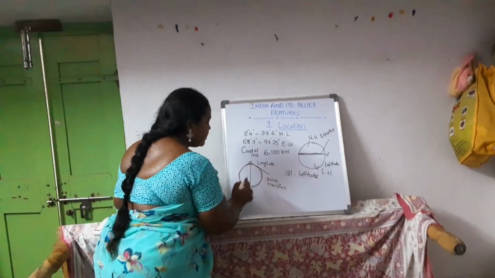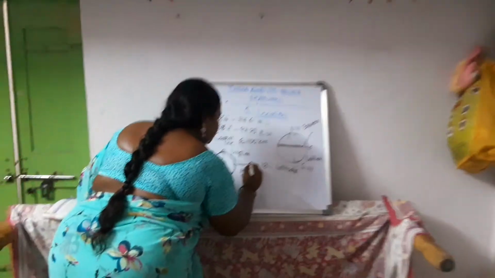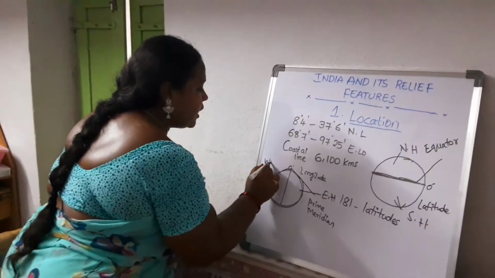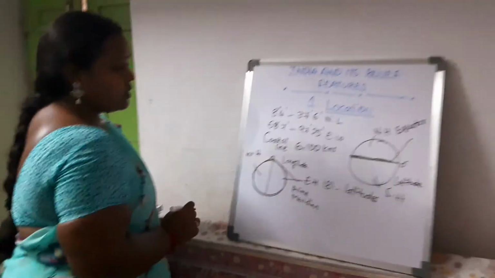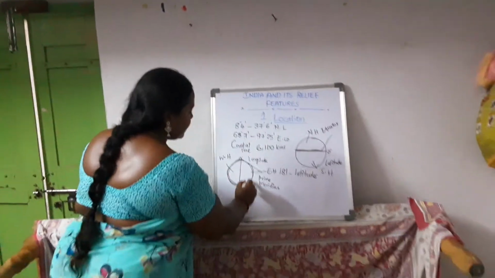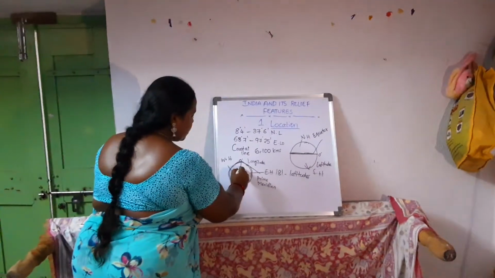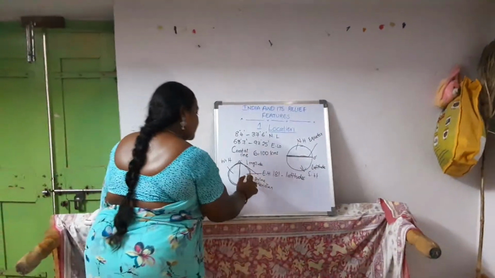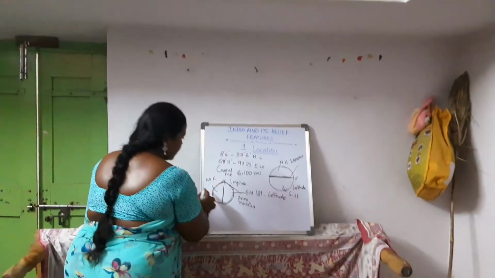You can see this, right? Eastern hemisphere and western hemisphere. See children, you can see this, right? You can see this, it's dividing the earth. This 0 degree longitude is dividing the earth into eastern hemisphere, western hemisphere.